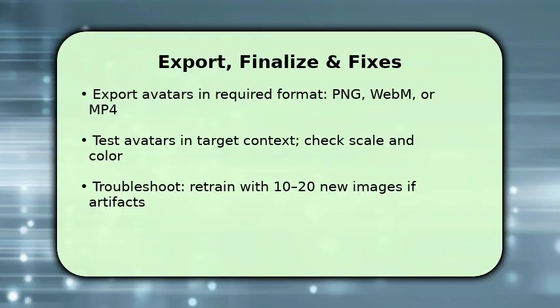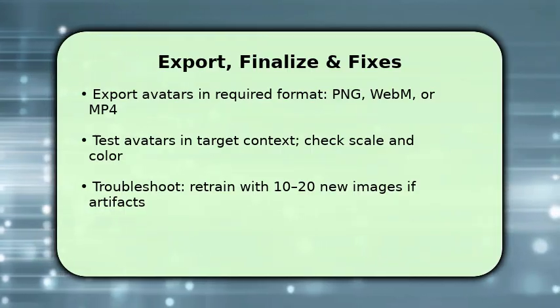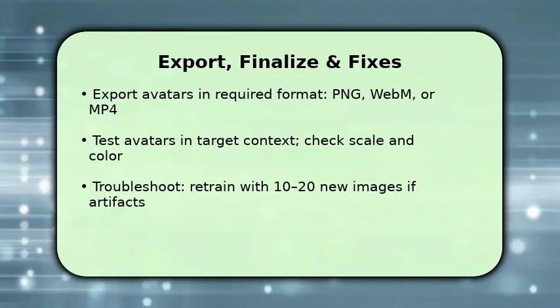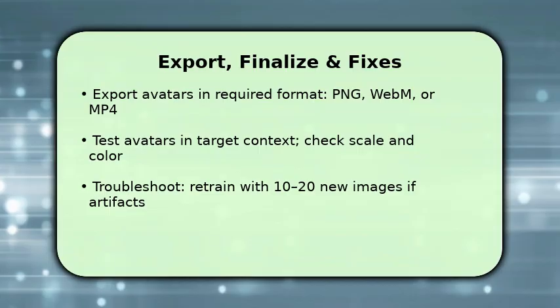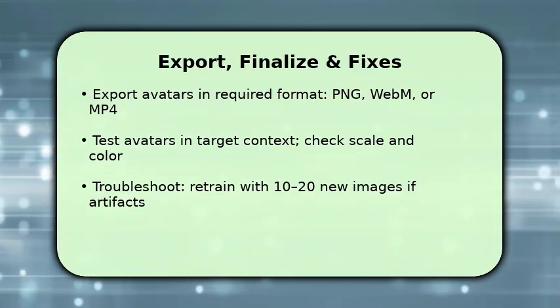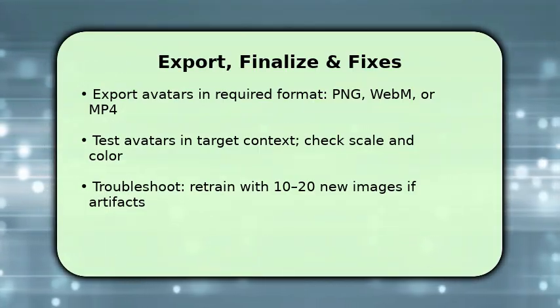If you spot artifacts or odd blends, retrain with an additional 10-20 curated images emphasizing the problem poses. This corrects model bias. One key tip: if colors shift, standardize white balance across your dataset before retraining.